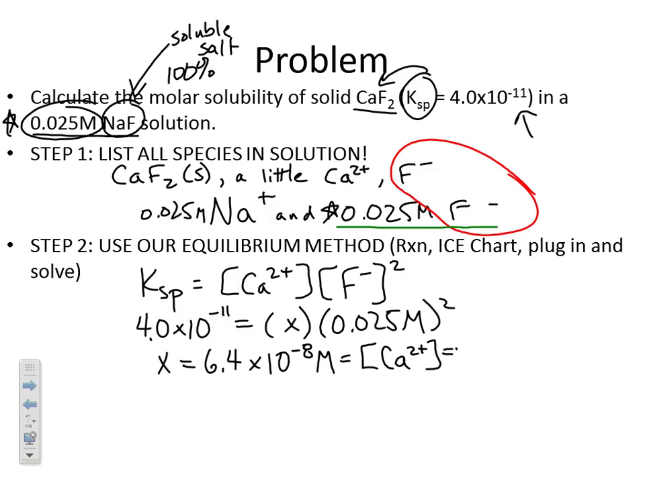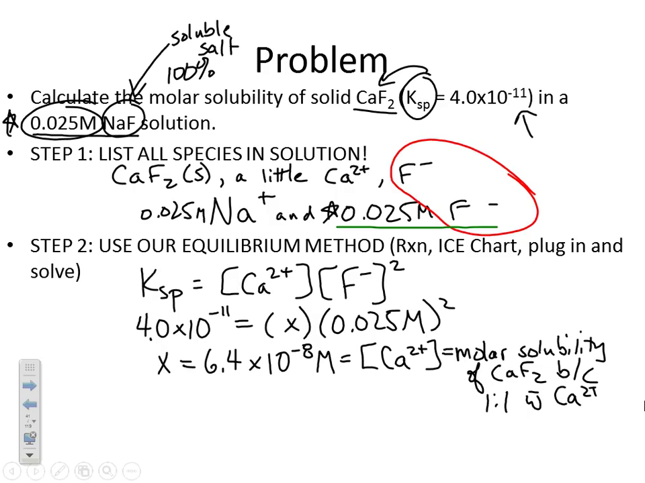But I can say that that is equal to the molar solubility of calcium fluoride because the calcium fluoride is a 1-to-1 ratio with the calcium ion. Right, the molarity of the calcium is that value, so therefore, because it's 1-to-1 with CaF2, the molar solubility of the CaF2 must be the same value. So again, that's just getting it back from the concentration of the ion to the molar solubility of the solid.